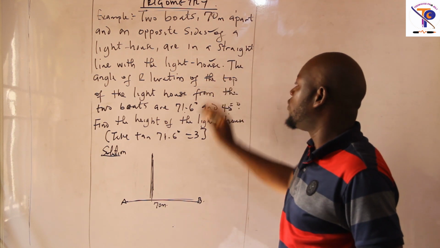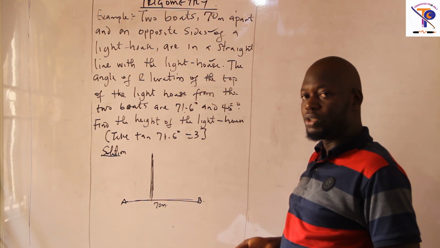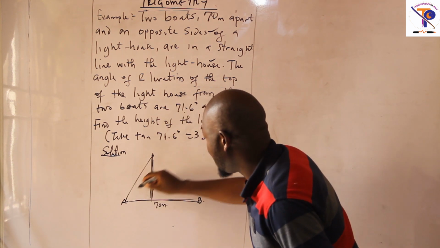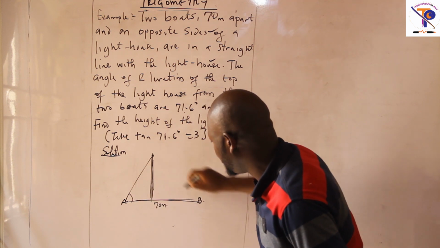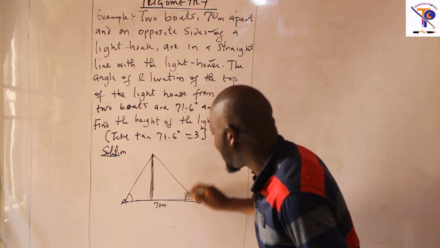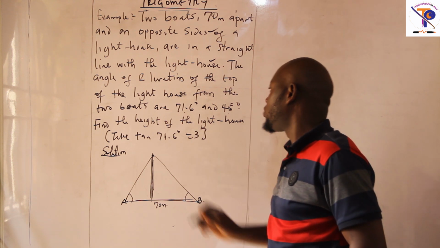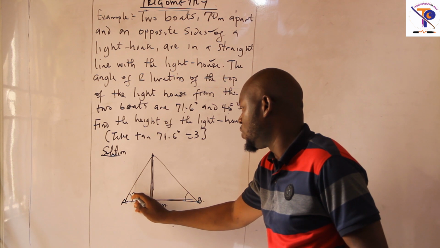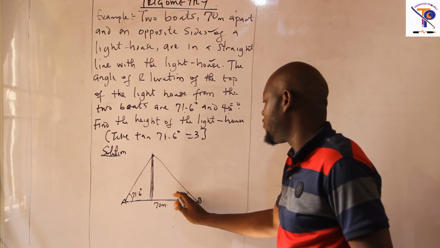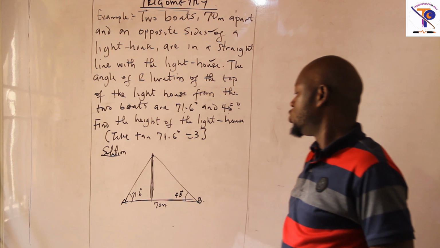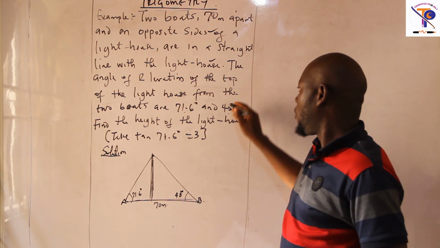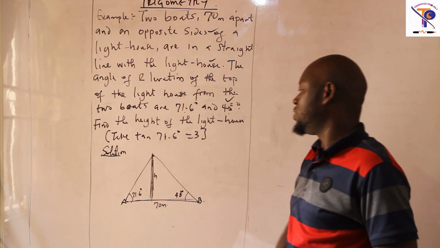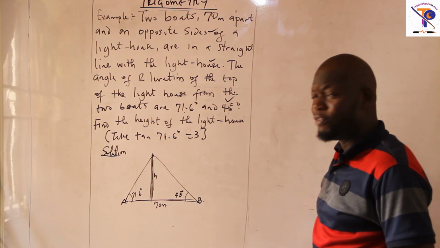The angle of elevation of the top of the lighthouse from the two boats, that means the angle of elevation from the boat to this point, that means this angle, and from this boat to this point, that means this angle, will be 71.6 and 45. This one looks closer to 90, so I should put 71.6 here, then I have 45 degrees here. So we are done here. Find the height of the lighthouse. We are having this height of the lighthouse. This is the picture. Lovely, right?